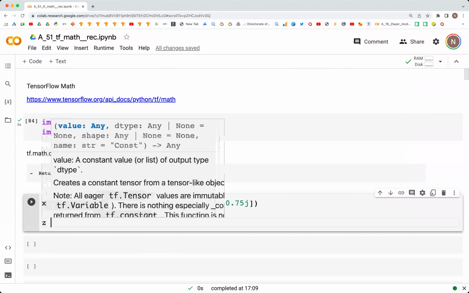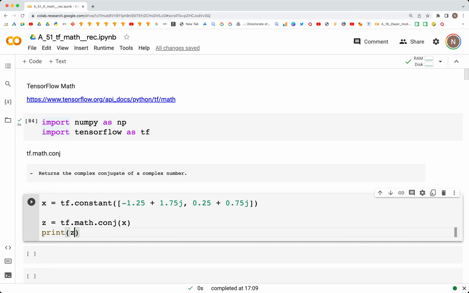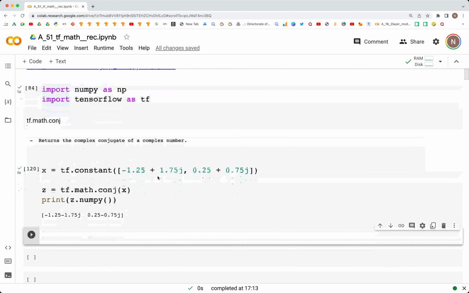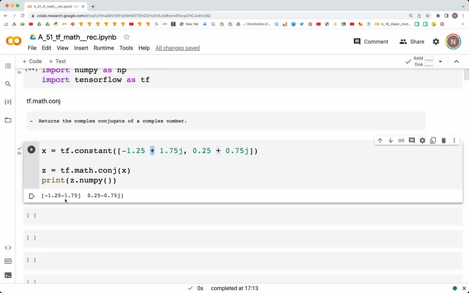Now if we were to create a complex conjugate, we would type tf.math.conj for conjugate, input x there, and then we can print the value. In the output, we should see the values for the imaginary part are now changed. So here we had a positive 1.75j, and this has now become negative 1.75j. Likewise, this was negative, and it is now positive.